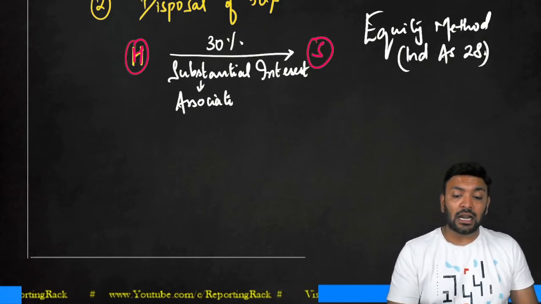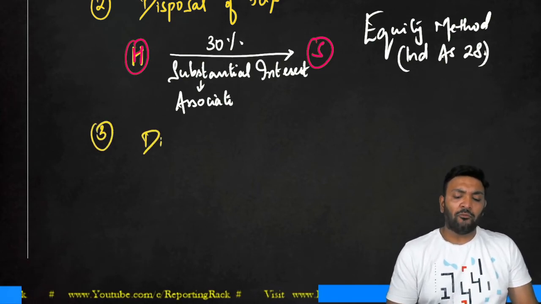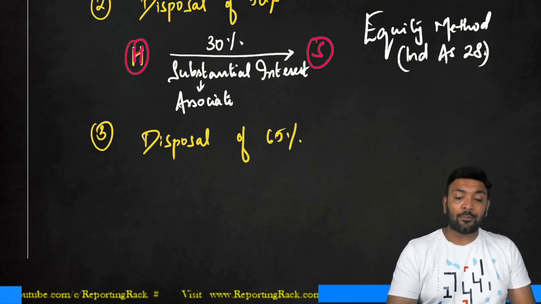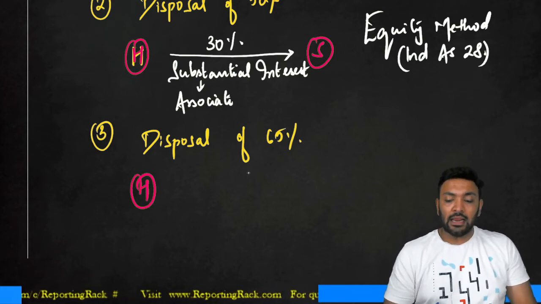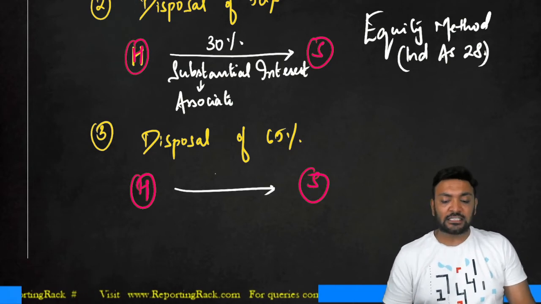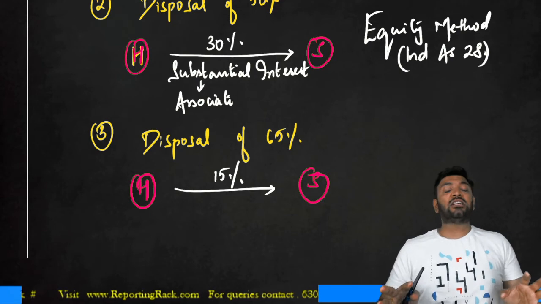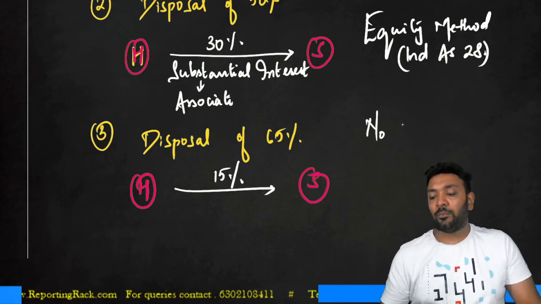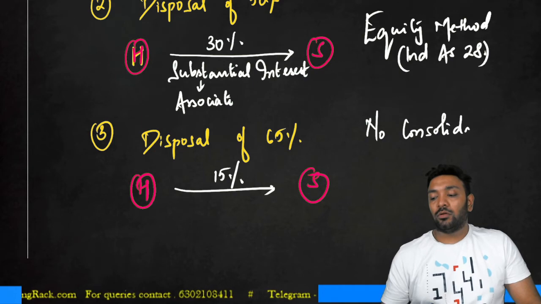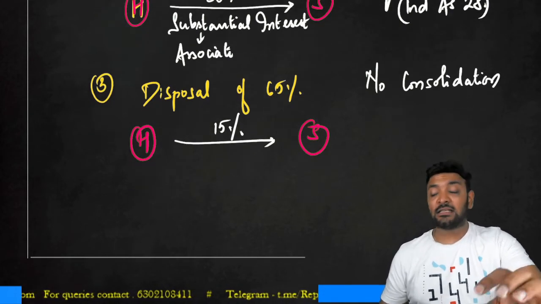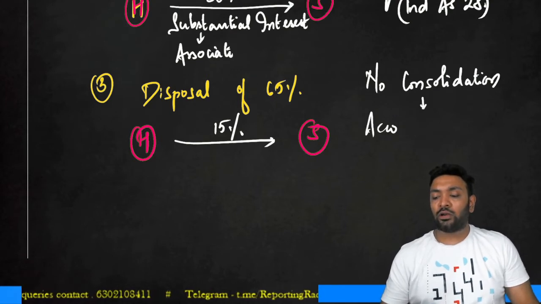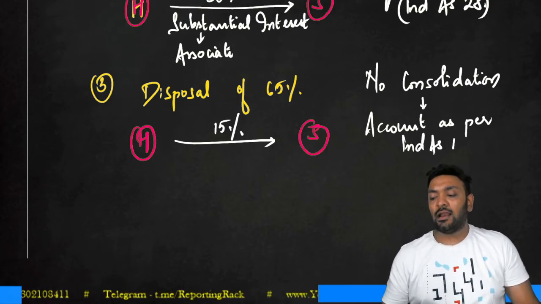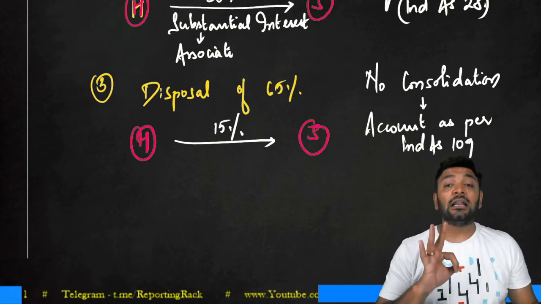Let's say I'm talking about the third type of disposal, where my disposal is about 65%. Then what happens now? Now the holding company, in its subsidiary, is holding only 15% stake. There is no controlling interest, no substantial interest, no subsidiary, no associate. In such cases, there is no consolidation. But you have to account for these investments as per IND AS 109. So IND AS 109 applies in the third type of investment.